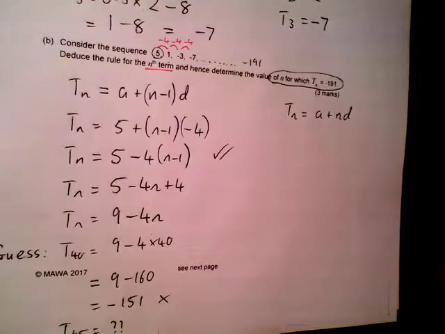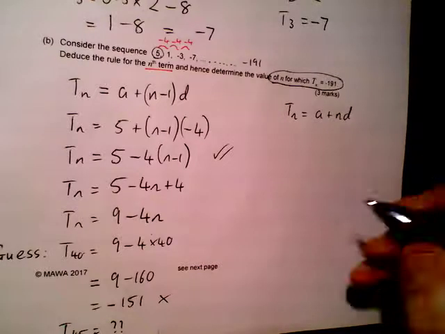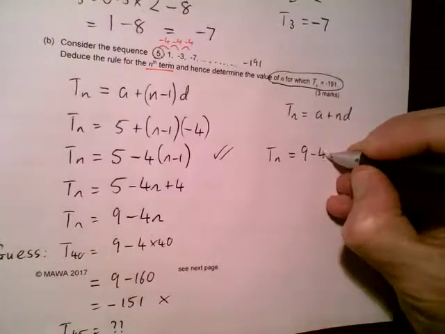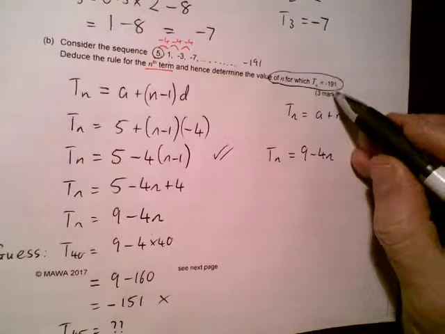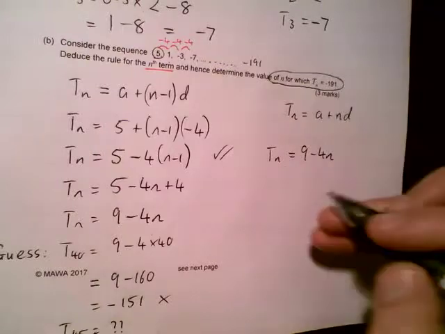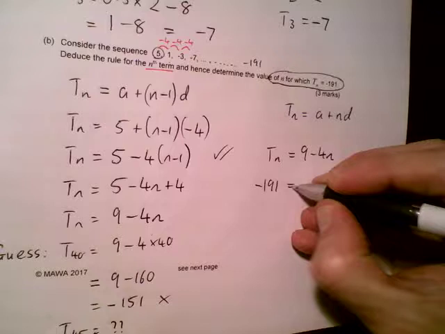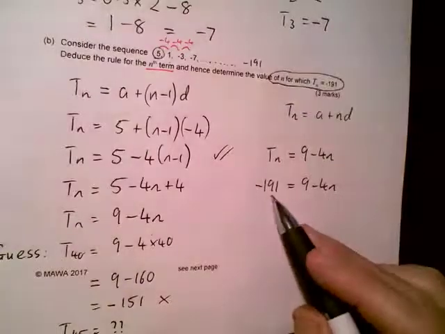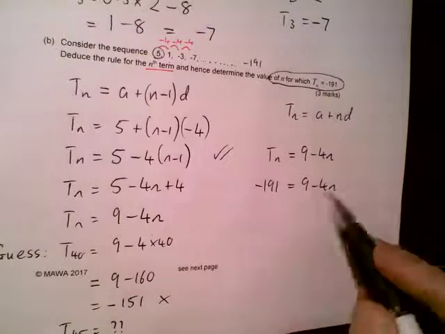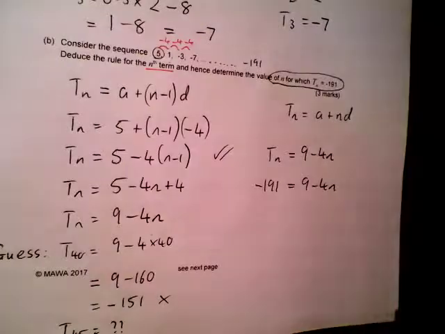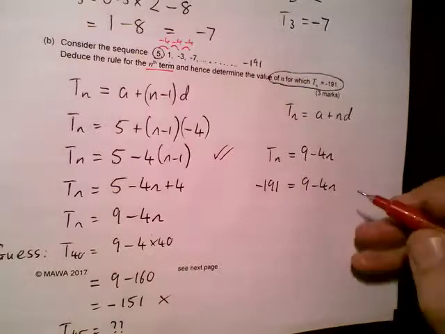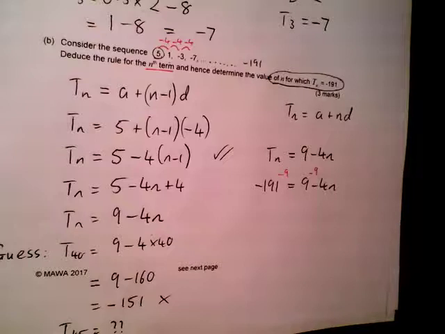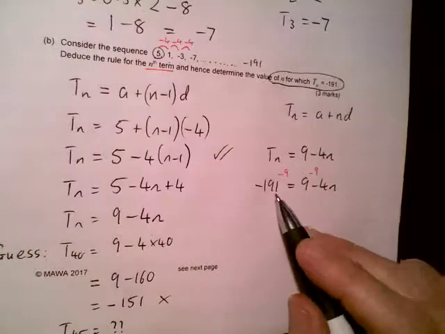Second method you can use for this one, we can actually start with our rule, Tn is equal to 9 take 4n, and substitute this value of negative 191 where the Tn is here, and then use some algebra. So what we can now do, we're trying to find the n value for when Tn is negative 191. We can just go and solve this equation using a little bit of balancing. Remember, with our algebra, we're trying to get the n by itself, so we might subtract 9 from both sides here. Again, you've got to be super careful with your negatives here. It's negative 191 take 9.